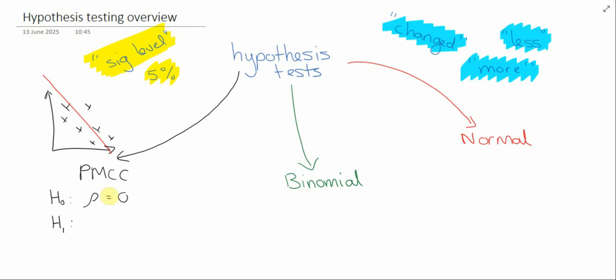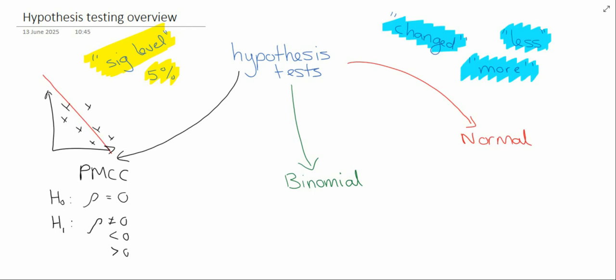So we'd start off by saying that there is no correlation, and that would be the same for every PMCC test that you do. There'd be zero correlation. And then you'll either be looking at, has it changed, not zero, is it less than zero for negative correlation, or is it more than zero? And that would depend on the language that I've highlighted up there in blue. We're going to do a question on each of these in a minute. This is just an overview page.